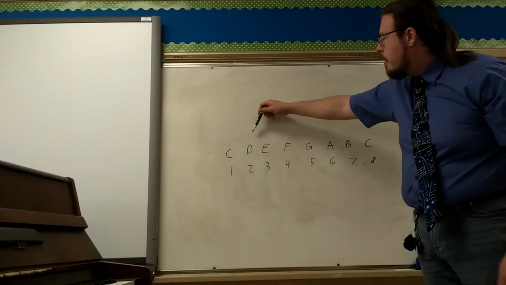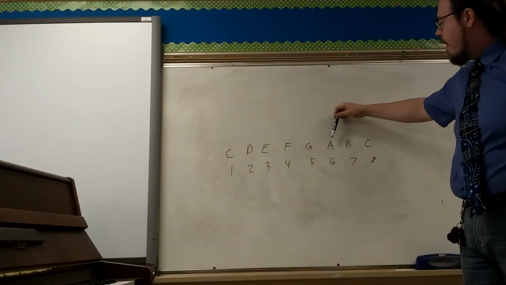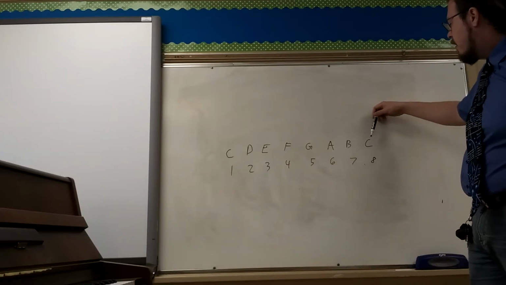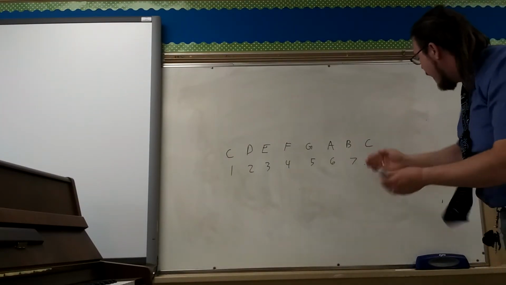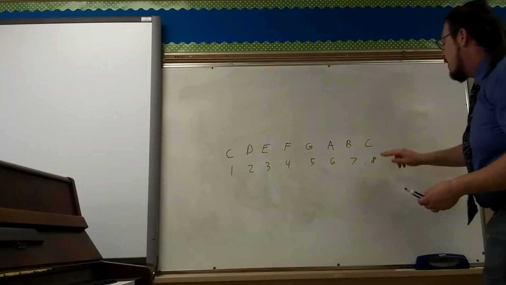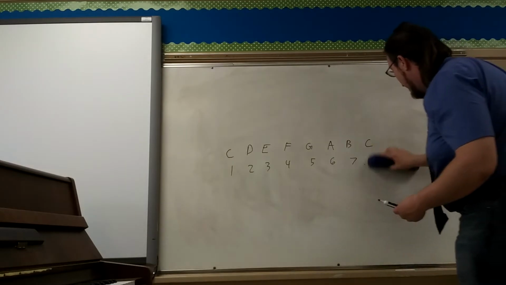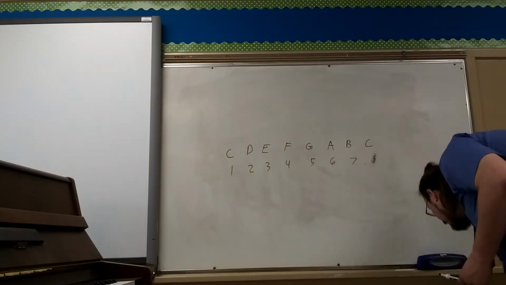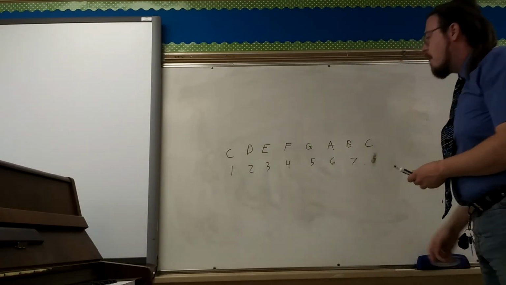C is 1, D is 2, E is 3, F is 4, G is 5, A is 6, B is 7, C is 8. C is 8! It cannot be 8! We already had C here. So C is 1, so it is not 8. Don't say 8 there, it'll get y'all confused. There is no 8. We only have 7 letter names. Alright.